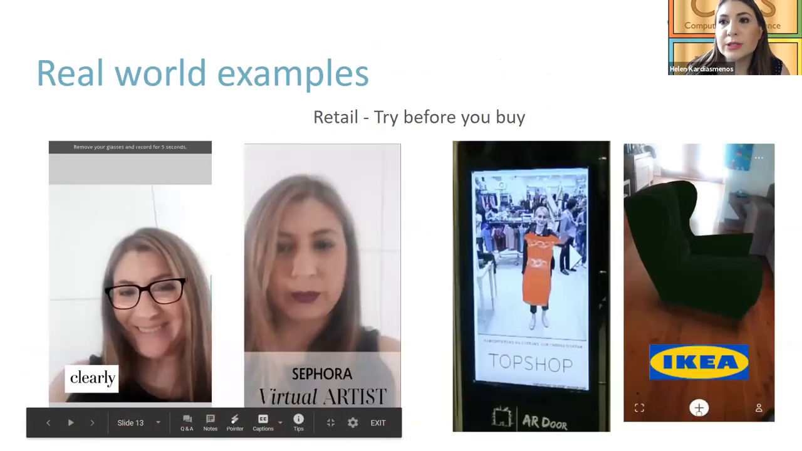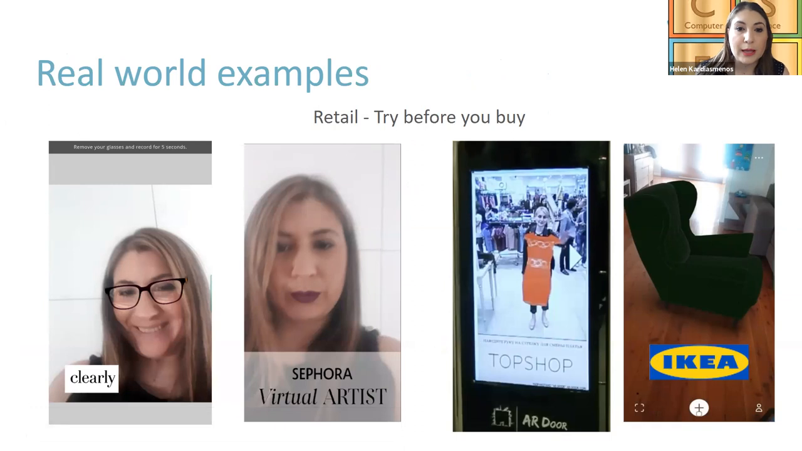Increasingly, augmented reality is becoming really popular across a broad area of our lives. In retail, it's becoming really, really widely used as a way of trying before you buy. So you can virtually try things on from the comfort of your own home. So apps like Clearly or Sephora Visual Artist, for example, allow you to try on products. So with Clearly, you can try on glasses. With Sephora Visual Artist, you can try on lipstick.